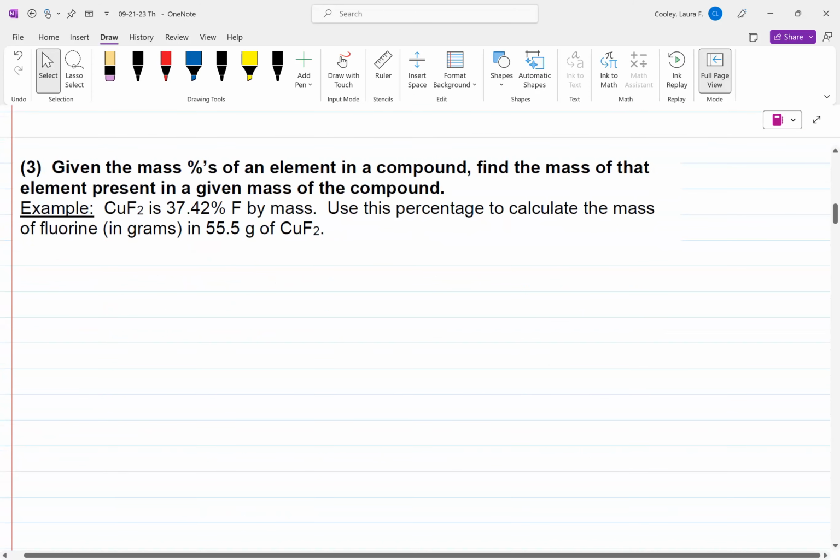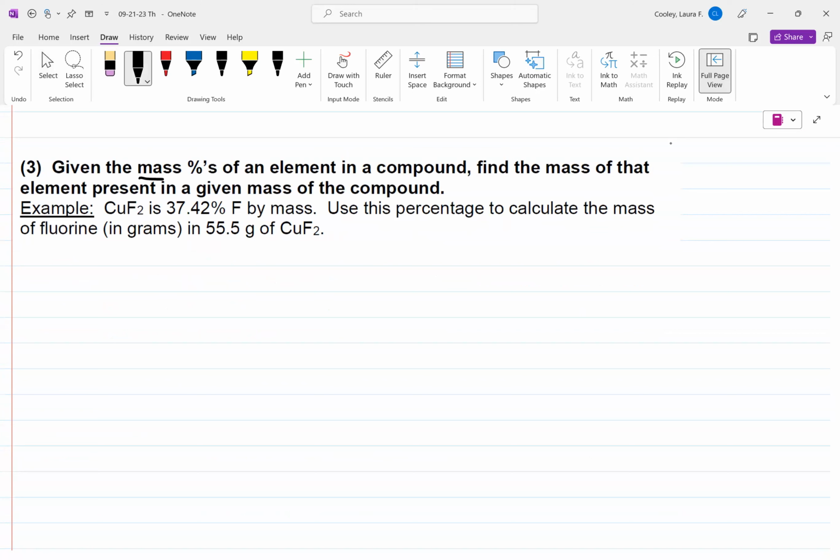Okay, this is a very simple example. If you're given the mass percent of an element in a compound, or of all the elements in the compound, find the mass of that element present in a particular mass of compound. That's a mouthful to say the general type of problem it is. Here it tells you that copper fluoride is 37.42% fluorine by mass. Use that percentage to calculate the mass of fluorine in this many grams of the compound.